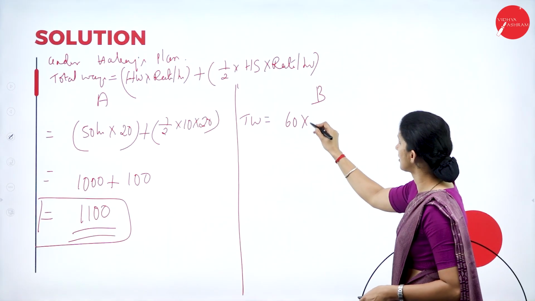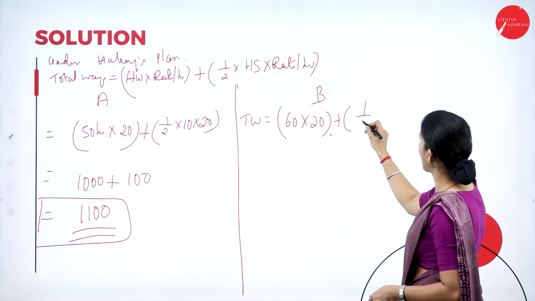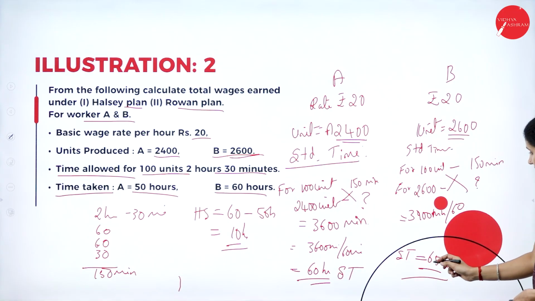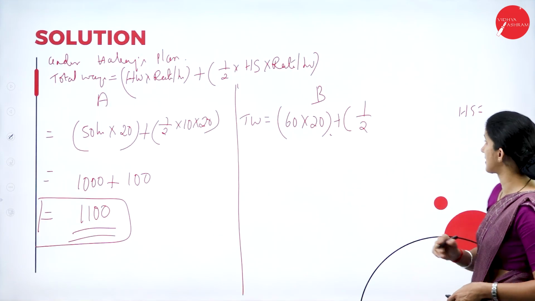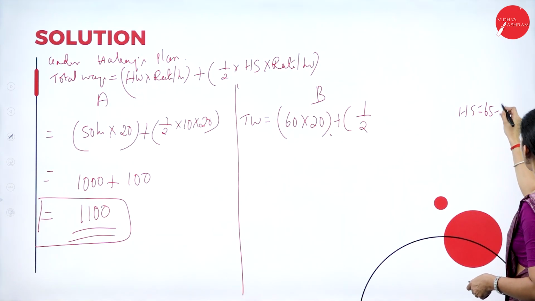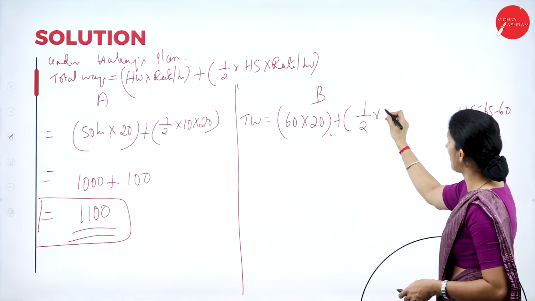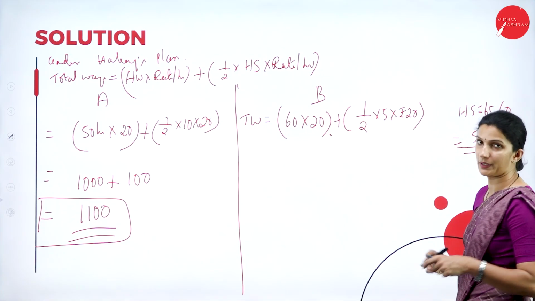Rate per hour, it is 20 plus half of time saved. So what is hours saved for B? B's standard time, we have calculated, is 65 hours, minus hours worked, which is 60. So 65 minus 60, the hours saved for B is 5 hours. For these 5 hours, he will get a payment of rupees 20 per hour.